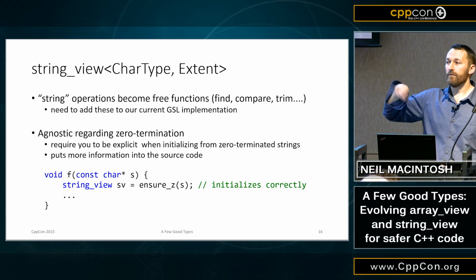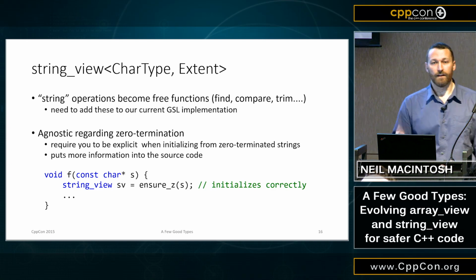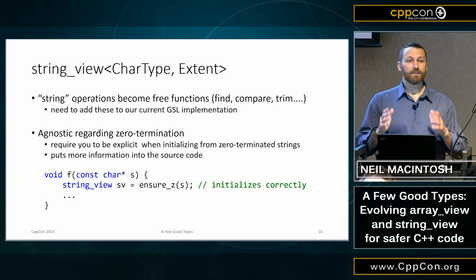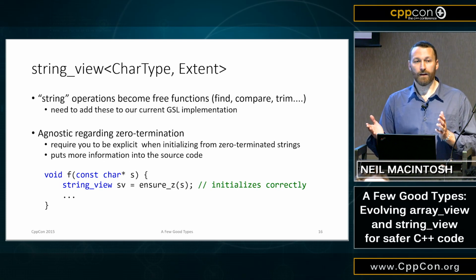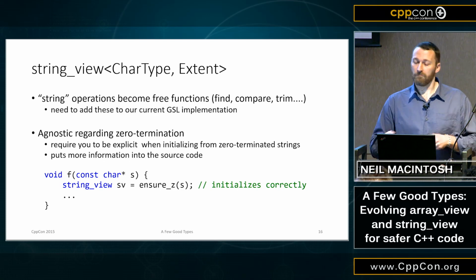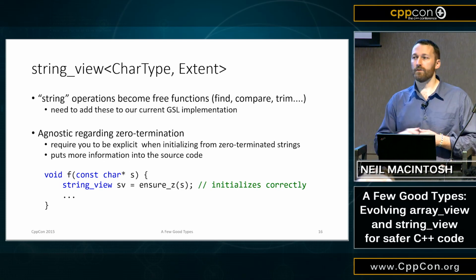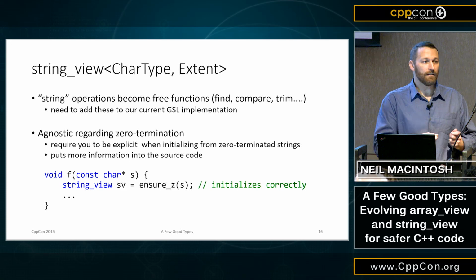And string view itself doesn't make any claims about whether or not the data it holds ends with a null. Okay? It doesn't care. If you think null is a valid character to have inside your string, then put one in there by all means. If you want to have one as the last character in the string included in the length, well, you could put one in there, just don't use ensure z if you don't.